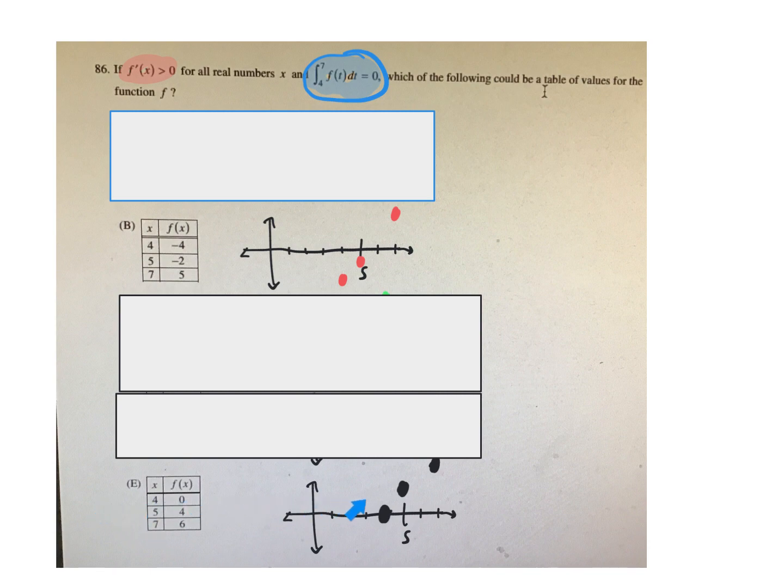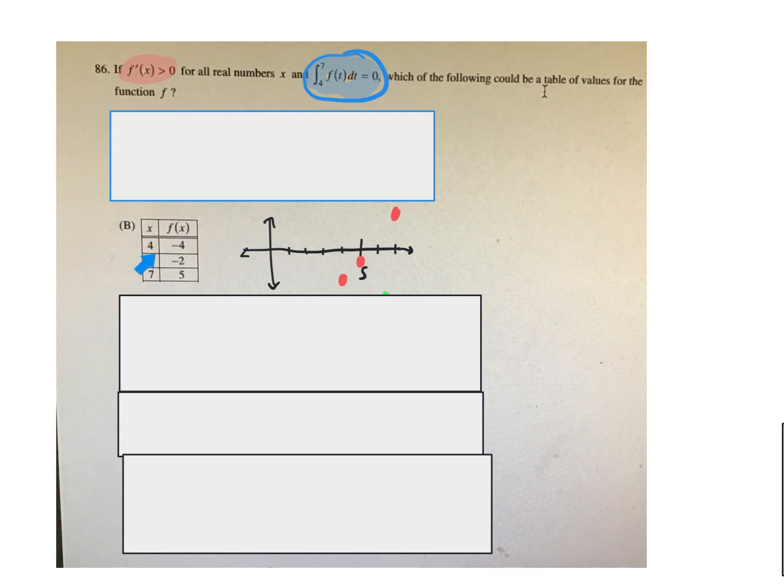Can't be E because the definite integral there from 4 to 7 would definitely be positive, which leaves us with choice B, which makes sense. Negative and positive space add up to 0.